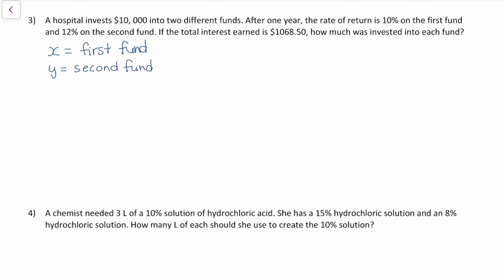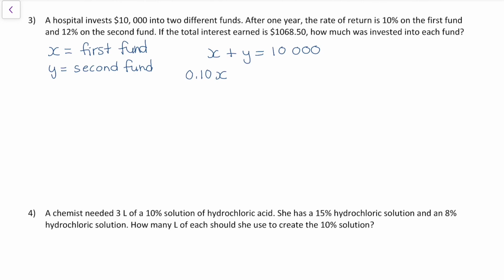Let's reread the question and see if we can come up with some equations. So a hospital invests $10,000 into 2 different funds. So we could say X plus Y is 10,000. After 1 year, the rate of return is 10% on the first fund. So we can write 10% as 0.10x. That's going to tell me how much interest is earned on the first fund.